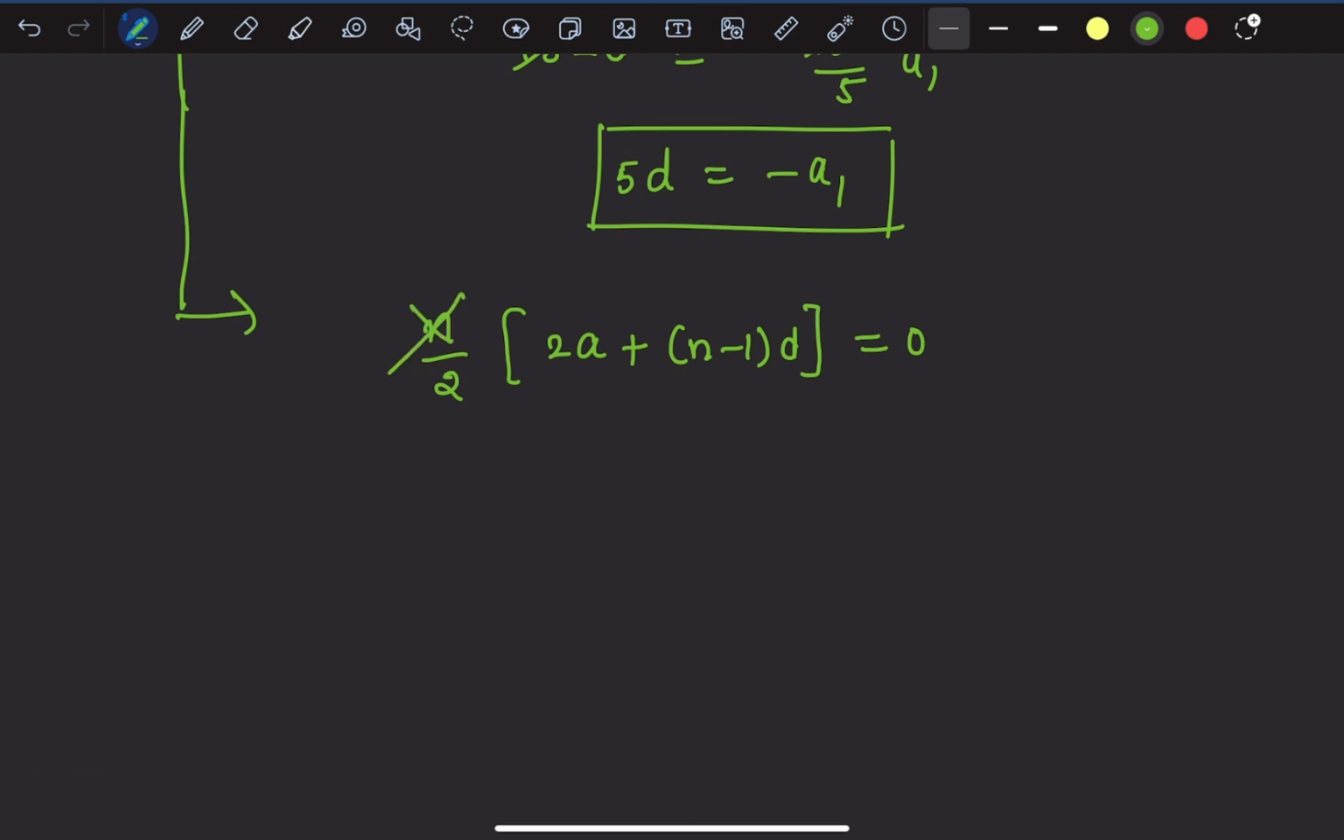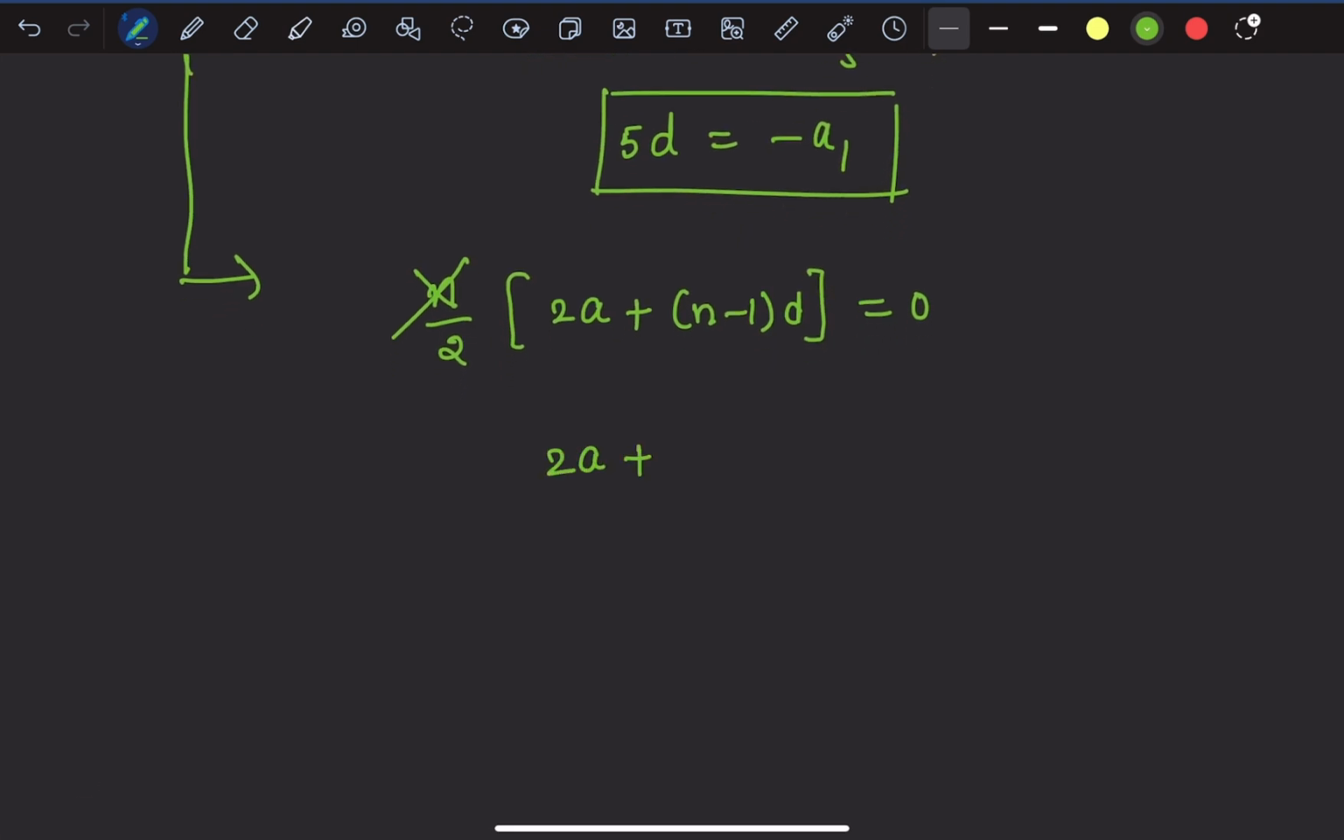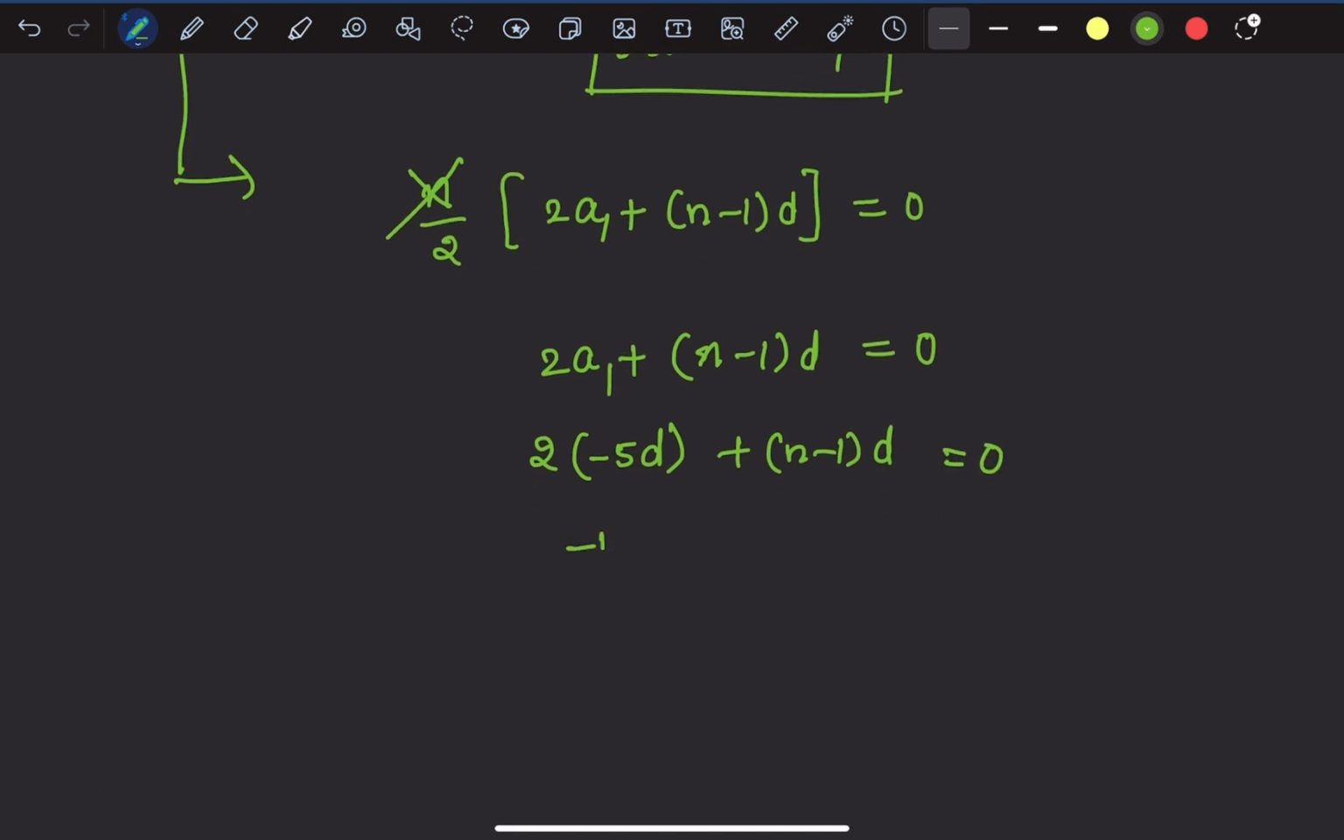So since n is not equal to 0, we can take n to the right hand side, and all we have here is 2a1 plus n minus 1 times d is equal to 0. So 2 into a1 is minus 5d plus n minus 1 times d is equal to 0. So since d is not equal to 0, we can write minus 10 plus n minus 1 is equal to 0. So n is equal to 11. So the number of terms is 11.